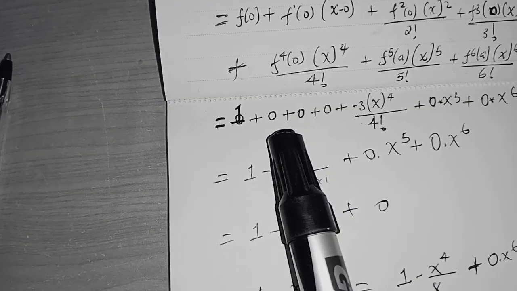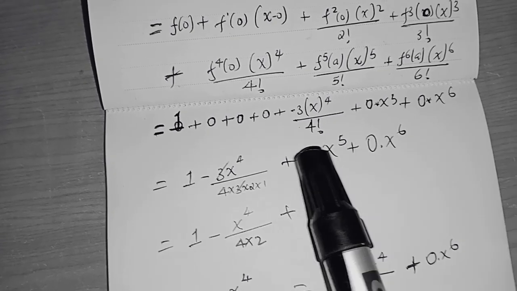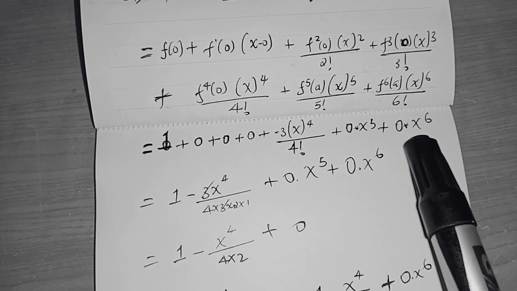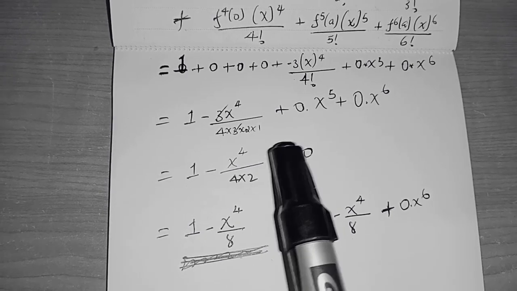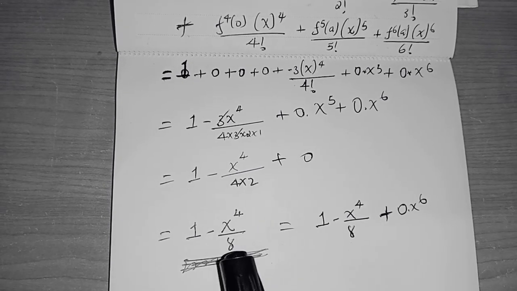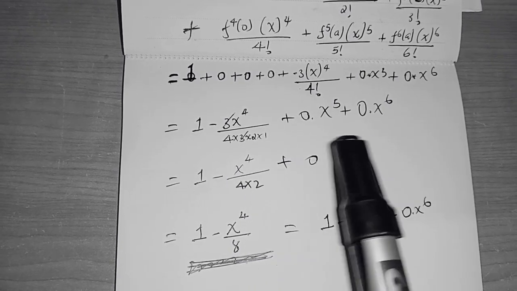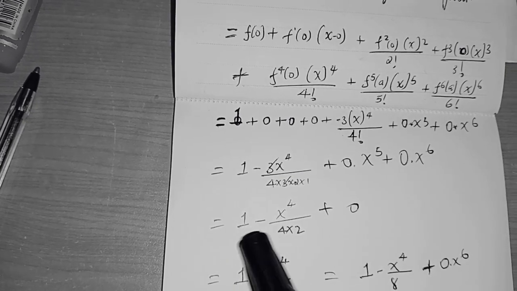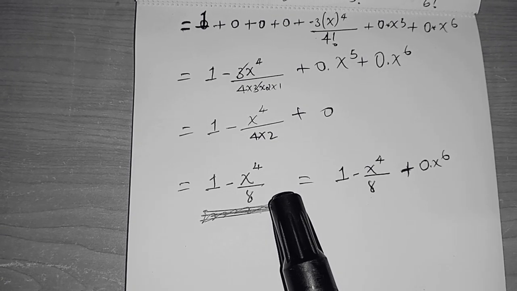So 1 plus 0 plus 0 plus 0 minus 3, since at the fourth term we get negative 3 x to the power of 4 over 4 factorial, plus 0 times x to the power of 5 plus 0 times x to the power of 6, which doesn't give us any sense. So 1 minus 3x to the power of 4 over 4 factorial. Since 4 factorial equals 4 times 3 times 2 times 1, the 3 is cancelled out, and what is left is 1 minus x to the power of 4 over 4 times 2, which equals 1 minus x to the power of 4 over 8.